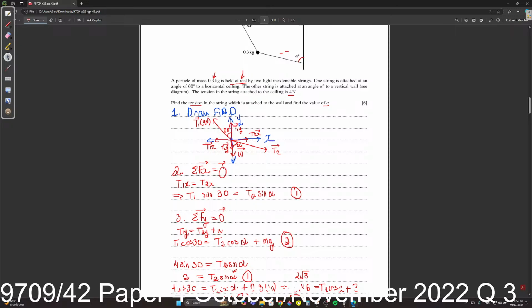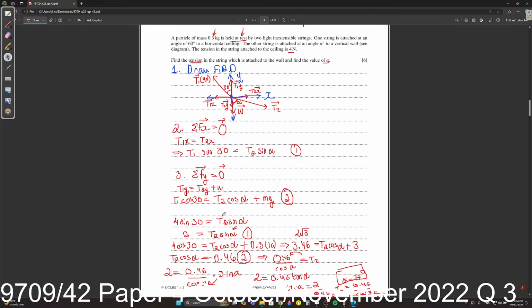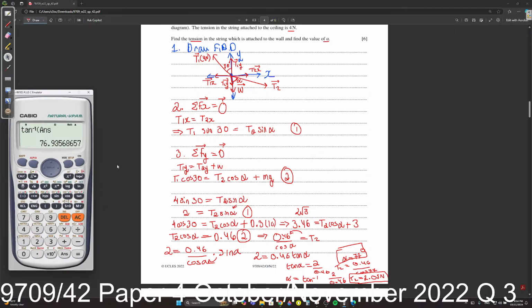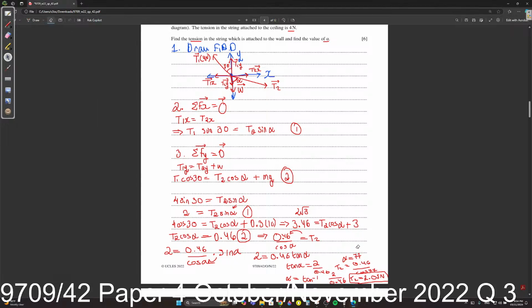Answer key says alpha equals 76.9. I know, I got alpha equals 76.9. Here, hold on, it's right here. I just explained that. I think she's delayed. 76.9. You get the same answer, by the way. Can you please zoom out a bit so I take a pic? Okay, yes, no problem.